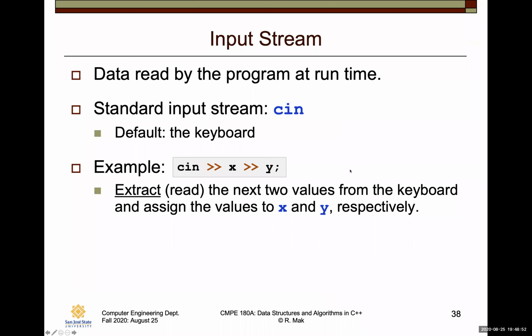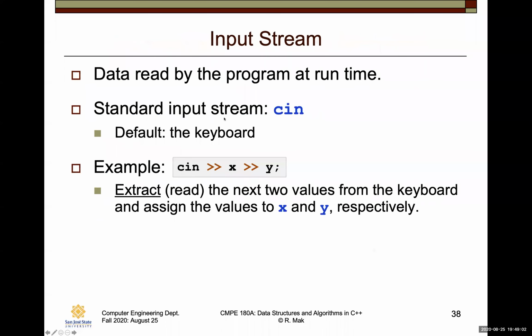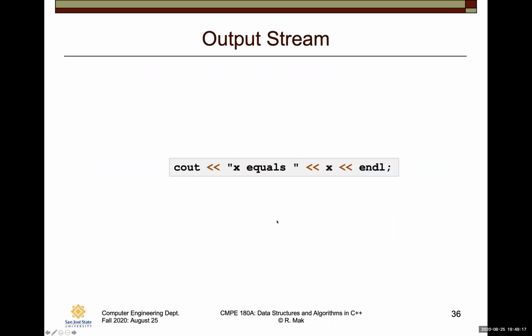And yes, indeed, a common programming error is to get the arrows going in the wrong direction. For output, you have the arrows going one way, and for input, the other way. If you get them backwards, that will make your program not work. So this is called the extraction operator. And remember, the other one was called the insertion operator.